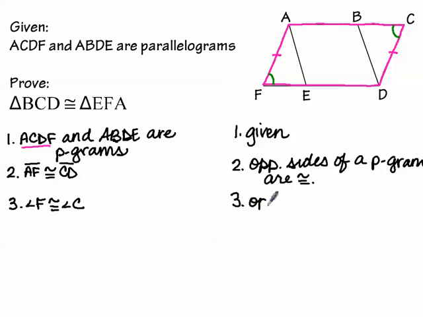because the opposite angles of a parallelogram are congruent. And that gives us two congruent parts in our triangles. And that's all from that first parallelogram that we were given. Now we're going to go to the second parallelogram, ABDE, and see what it tells us.